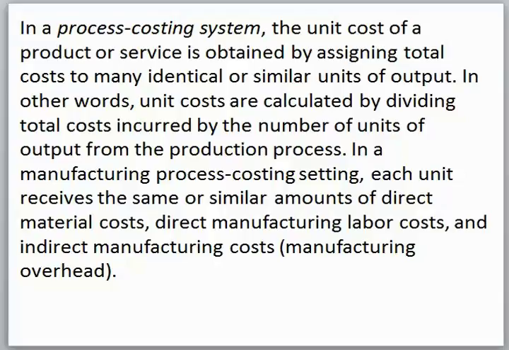In other words, unit costs are calculated by dividing the total costs incurred by the number of units of output from the production process. And in a manufacturing process costing setting, each unit receives the same or similar amounts of direct material costs and direct manufacturing labor costs, and also the indirect manufacturing costs, which is the manufacturing overhead.